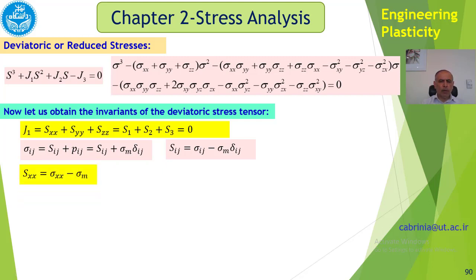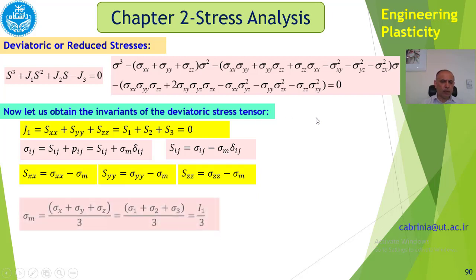So if we want to find these components, we put here x, y, z, and similarly find that Sxx is sigma xx minus sigma m, because i is equal to j, so delta is 1. Similarly, we could find components for Syy and Szz and put these values in here.